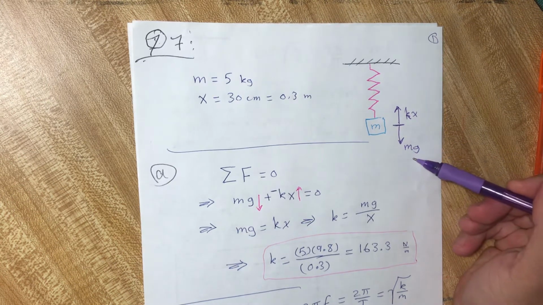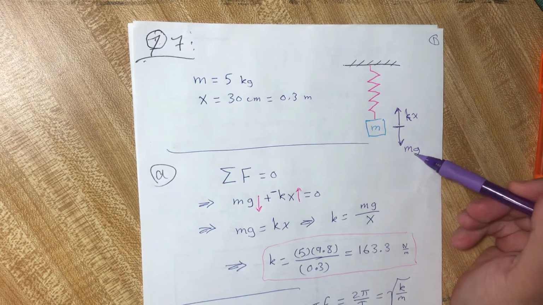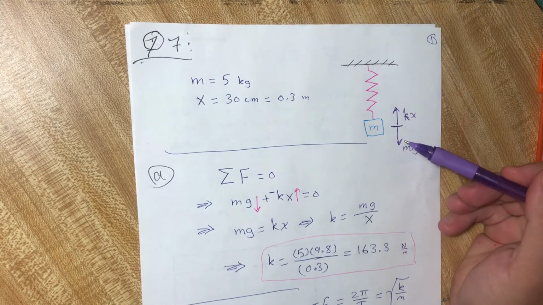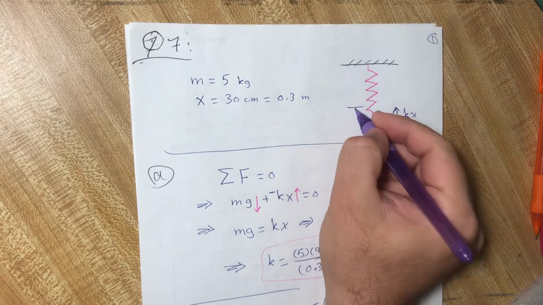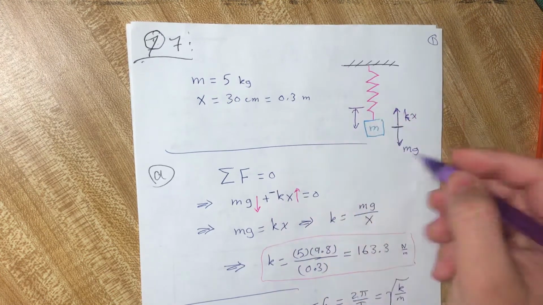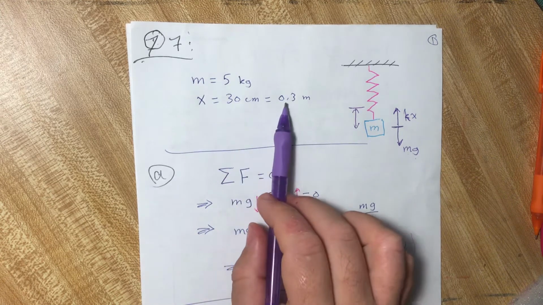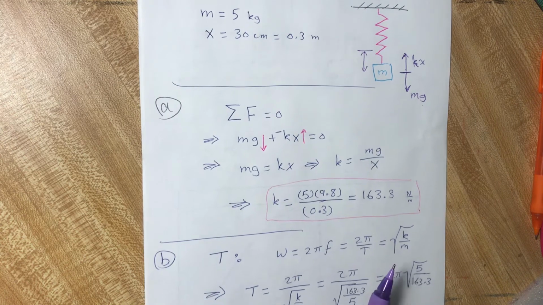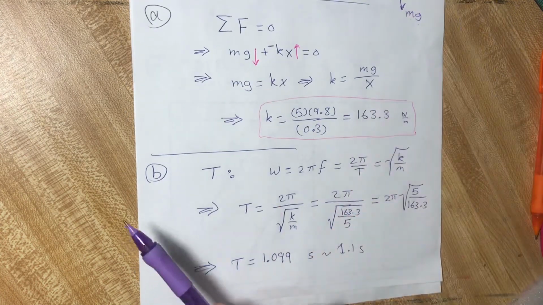At equilibrium, the weight downward is equal to the restoring force upward. The weight is mg. The Hooke's force is kx. The mass is 5 kilograms. The expansion in the spring length is 30 centimeters, which is 0.3 meters. We need to find the spring constant k.